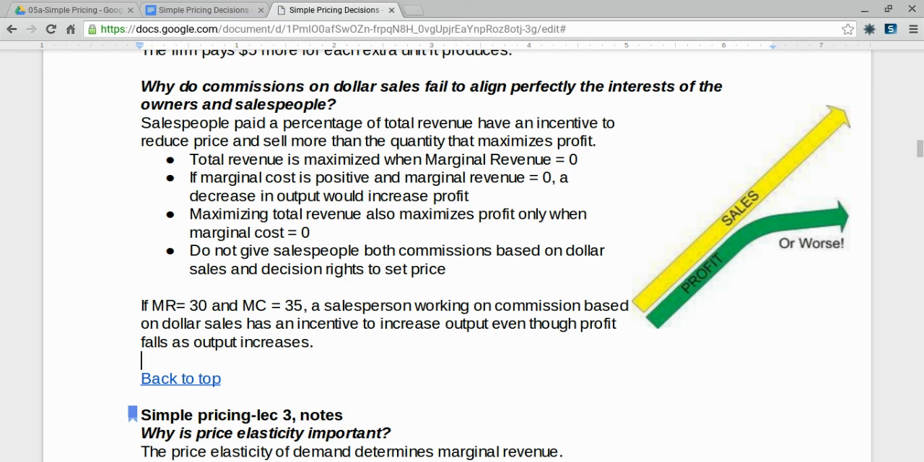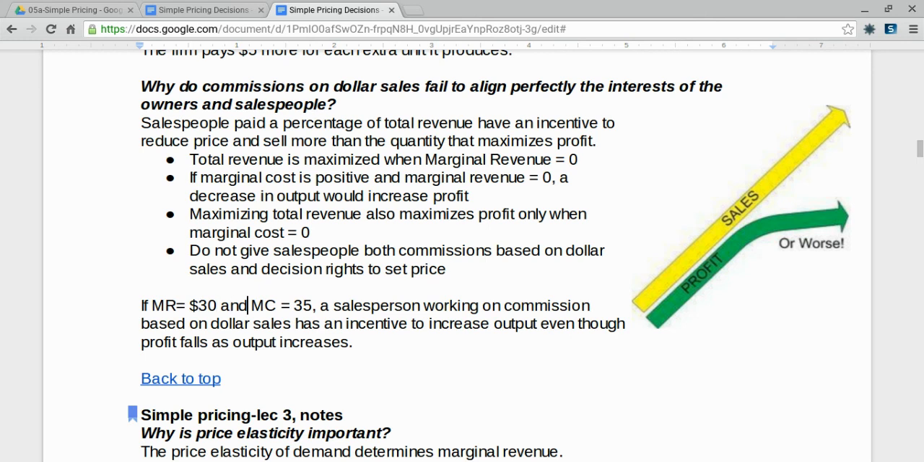For example, if marginal revenue equals 30 and marginal cost equals 35, a salesperson working on a commission based on dollar sales has an incentive to increase output, even though profit falls as output increases.